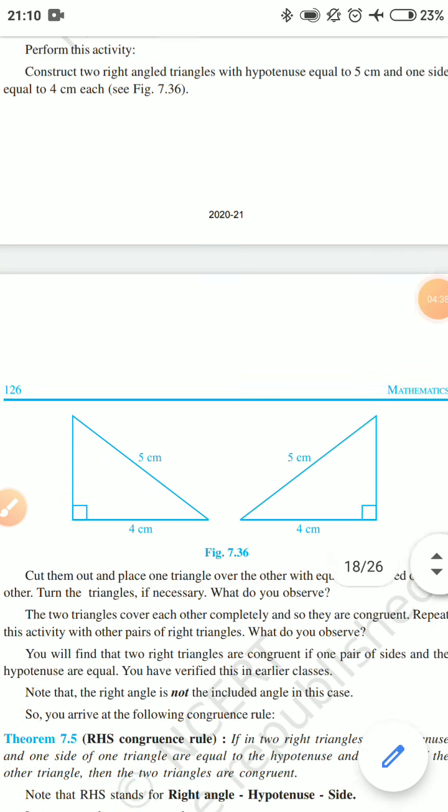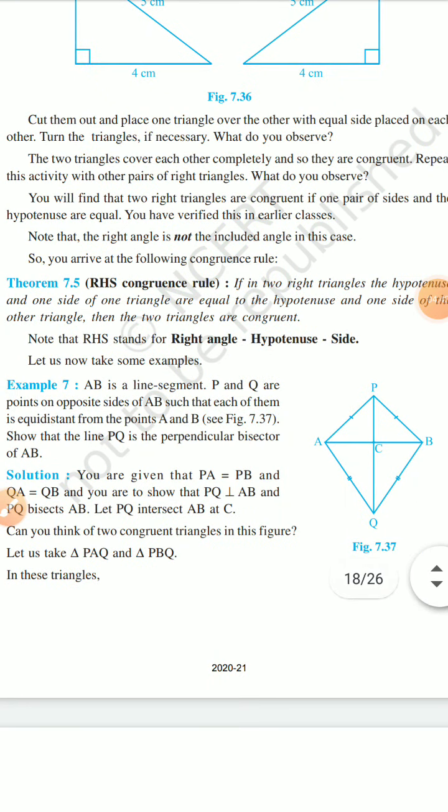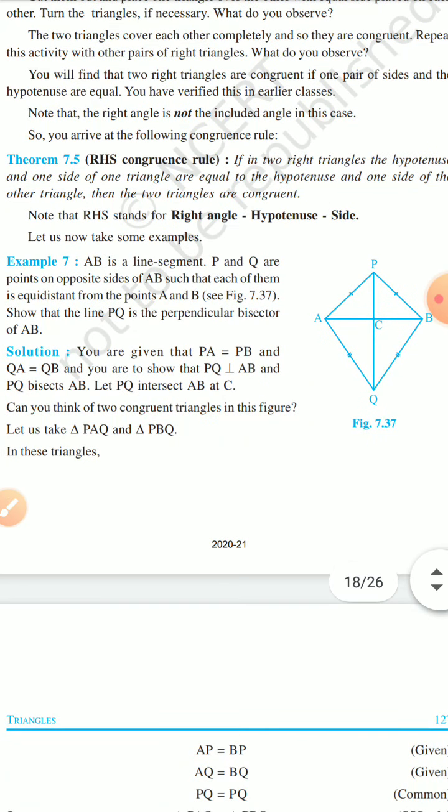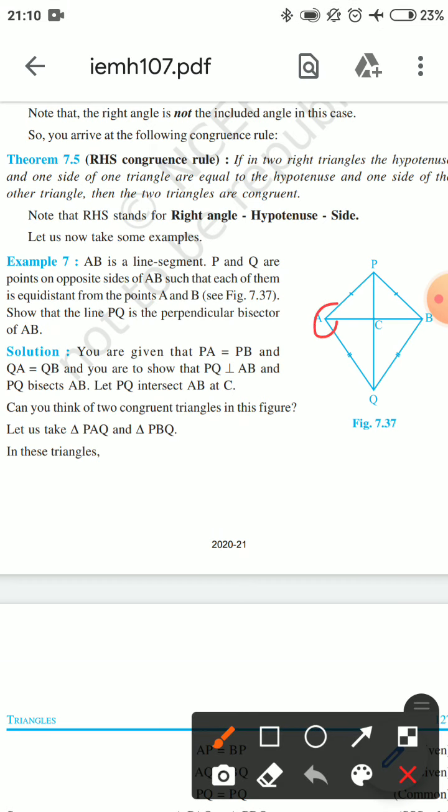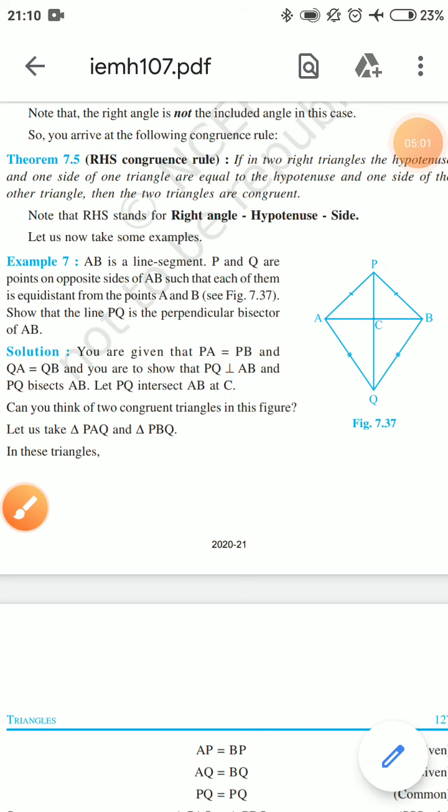Now let us solve some questions based on these two rules. So first let us start with example 7. It is given that AB is a line segment. This A and B, this is a line segment. And P and Q are two points which are opposite to this line segment AB, such that each of them is equidistant from points A and B.